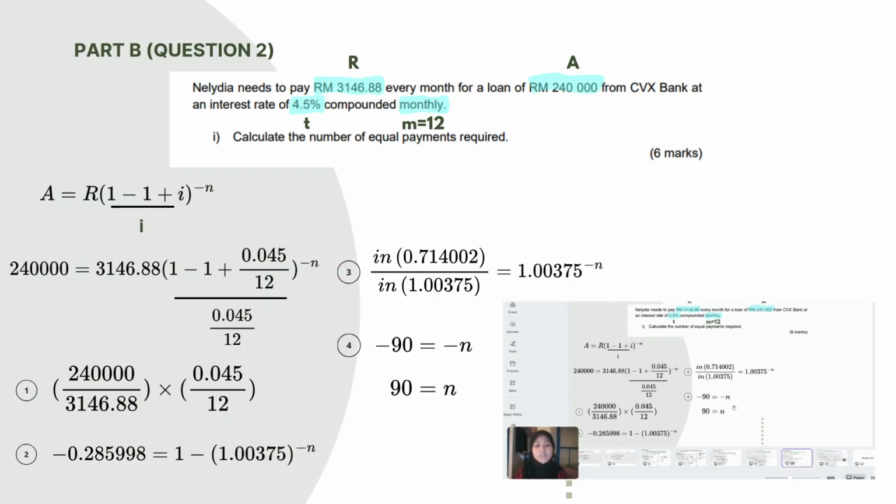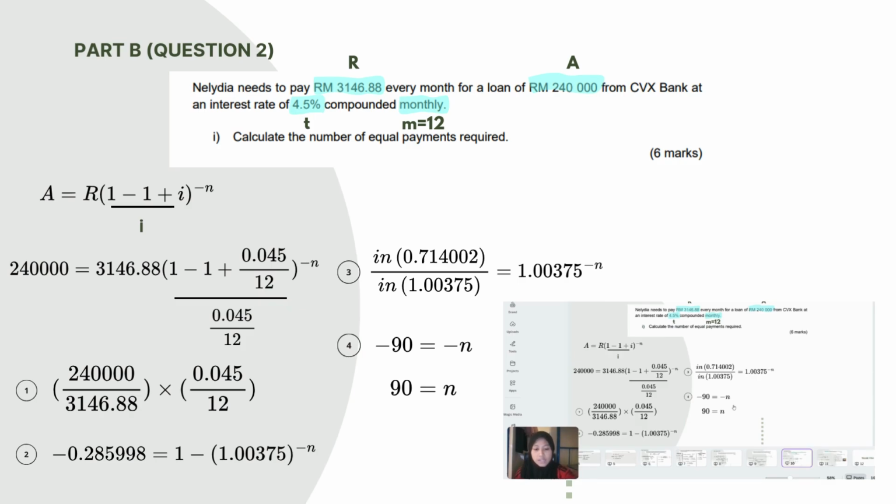We then substitute the given values into the formula. So 240,000 ringgit equals 3,146 ringgit and 88 cents multiplied by the quantity 1 minus the quantity 1 plus 0.00375 raised to the power of negative n, all divided by 0.00375. After simplifying, we multiply the loan amount by the monthly interest rate and divide by the monthly payment. 240,000 multiplied by 0.00375 divided by 3,146 ringgit and 88 cents equals 1 minus the quantity 1.00375 raised to the power of negative n. This gives 0.286, approximately equal to 1 minus 1.00375 raised to the power of negative n.